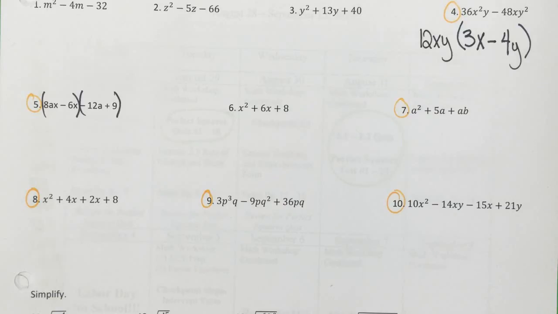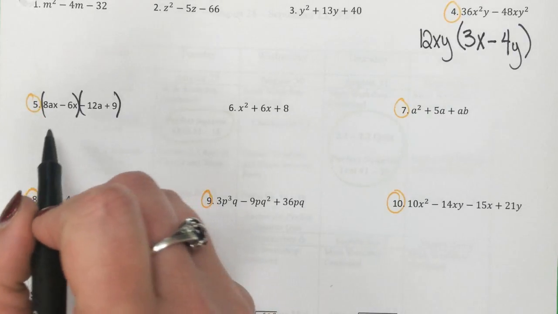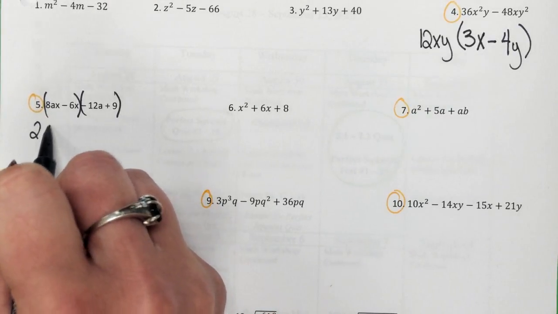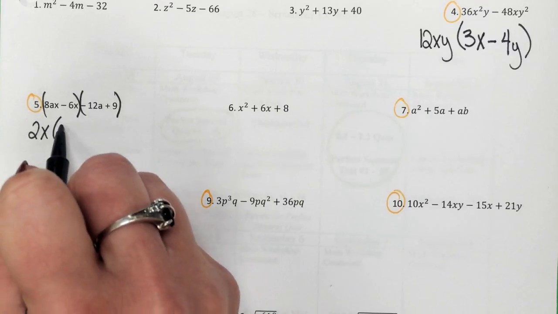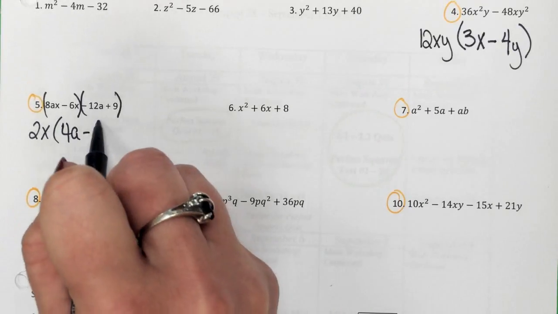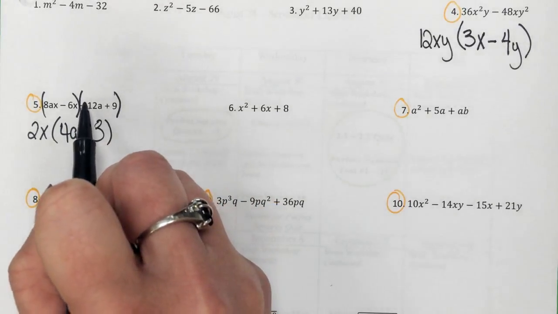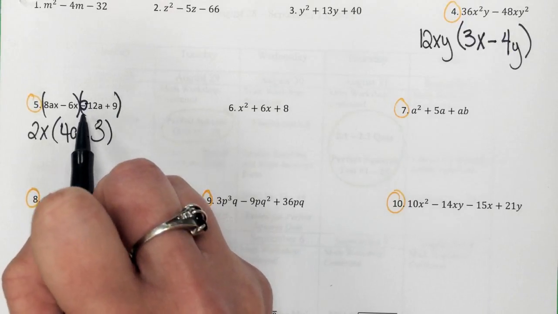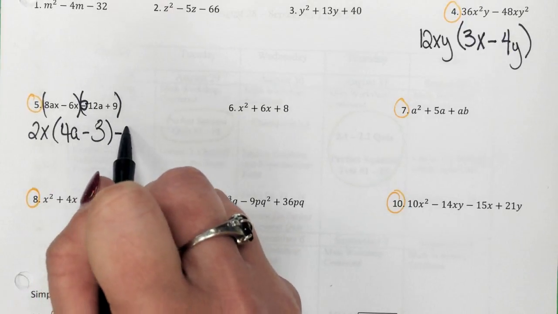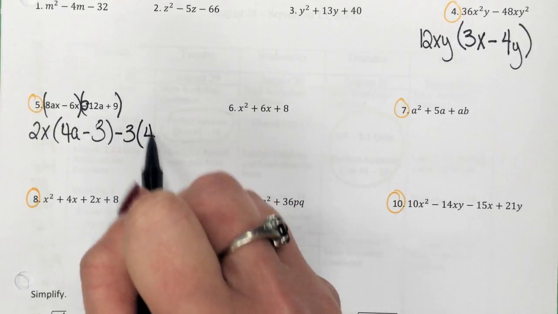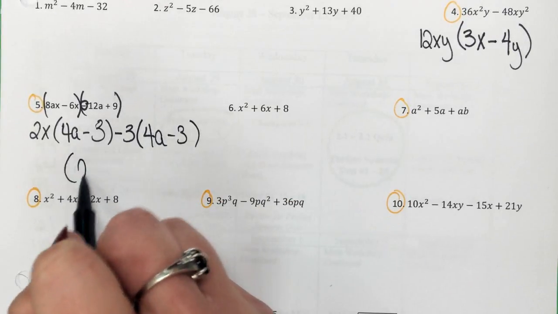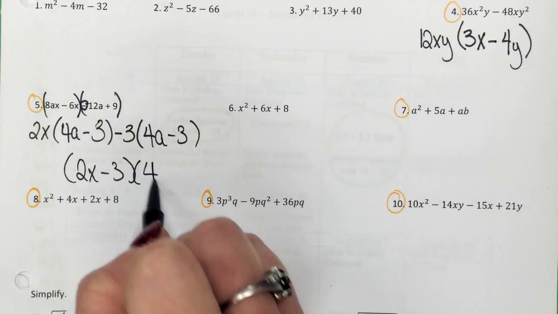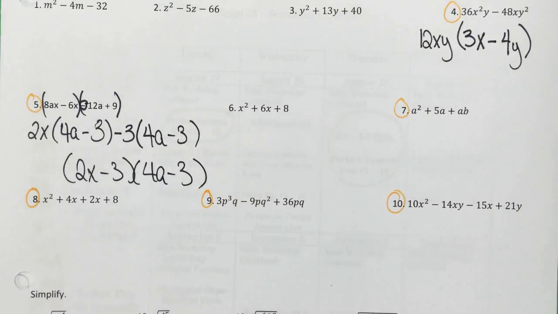Alright, what'd you get on the first one? 2x. Oh, okay, I see what you're saying. Alright, so you took that out and you got 4a minus 3. And then this guy right here is really important because you're not going to take out a 3, you're going to take out a negative 3. And then when you take that out, you get 4a minus 3. And so you get 2x minus 3 and 4a minus 3. Very good job, guys.